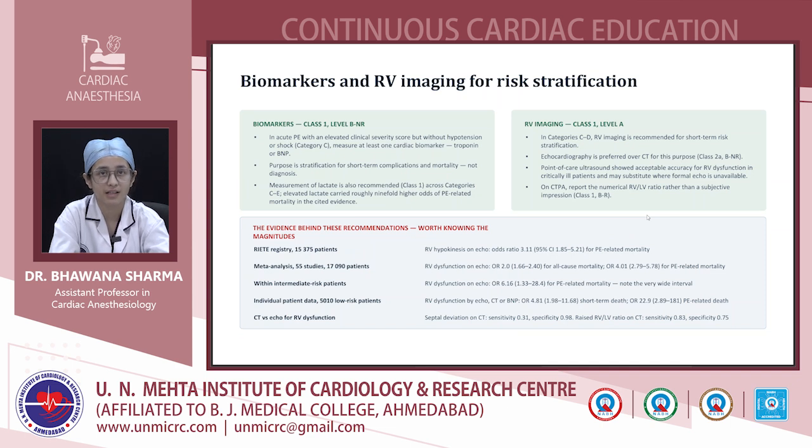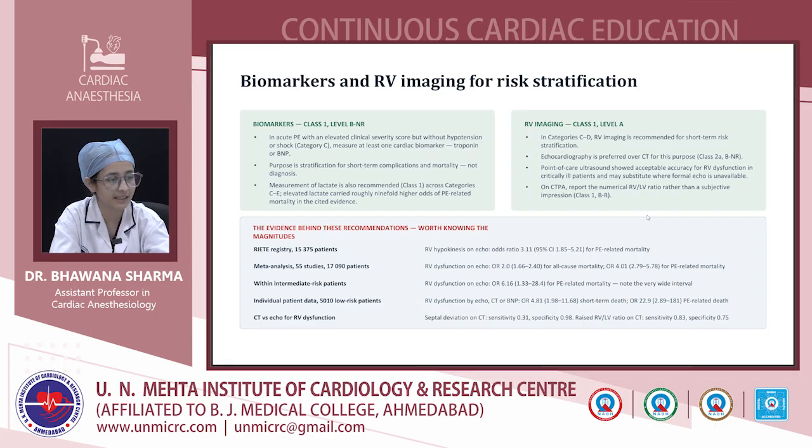So coming to biomarkers and RV imaging for risk stratification. In acute pulmonary embolism, with an elevated severity score but without hypotension or shock, which is category C, we have to measure at least one cardiac biomarker, which is either troponin or BNP. The purpose of stratification is short-term complications and mortality. It is not for diagnosis, like I said before.